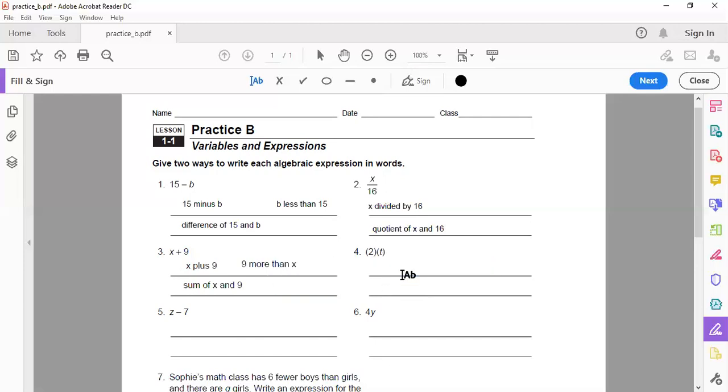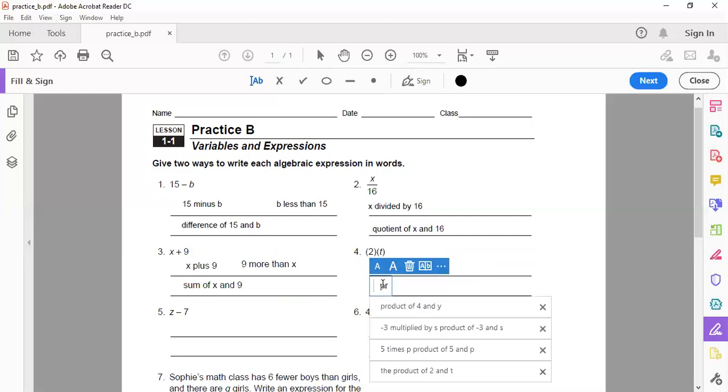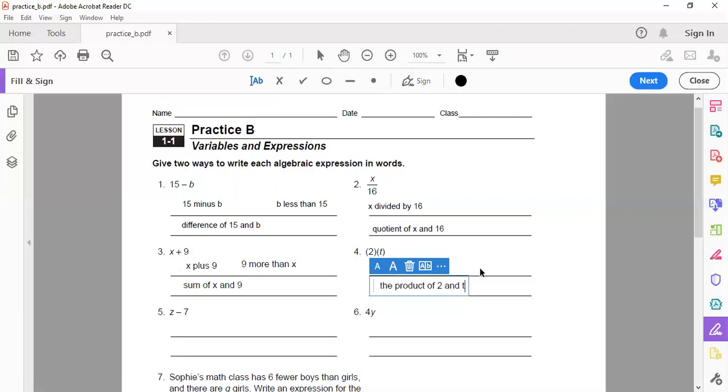Now this too, as we have already learned, if the variable and a number are together, it means multiplication. So what are the words we can use for multiplication? You can say it as 2 multiplied by t, right? So that's one way of saying it, 2 multiplied by t. Or you can say product of 2 and t. You can also say it like this. Or you can say 2 times t.